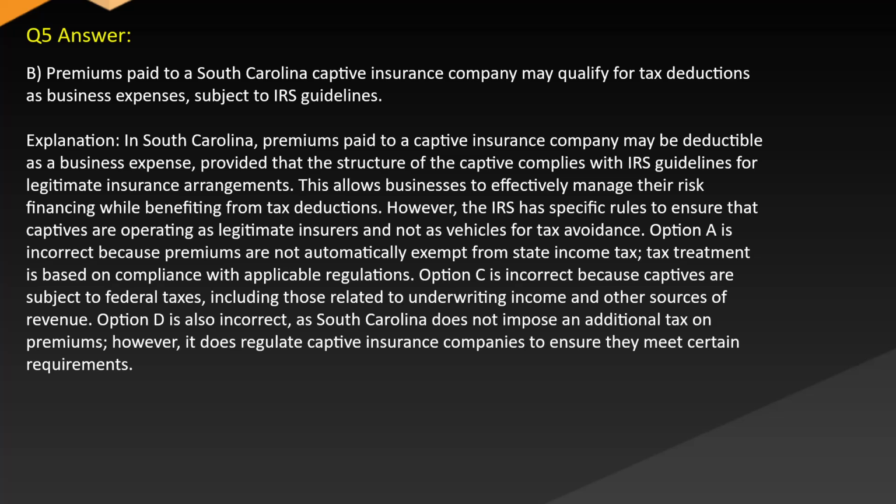However, the IRS has specific rules to ensure that captives are operating as legitimate insurers and not as vehicles for tax avoidance. Option A is incorrect because premiums are not automatically exempt from state income tax. Tax treatment is based on compliance with applicable regulations. Option C is incorrect because captives are subject to federal taxes, including those related to underwriting income and other sources of revenue. Option D is also incorrect, as South Carolina does not impose an additional tax on premiums. However, it does regulate captive insurance companies to ensure they meet certain requirements.